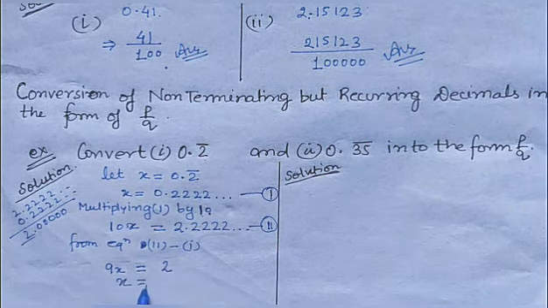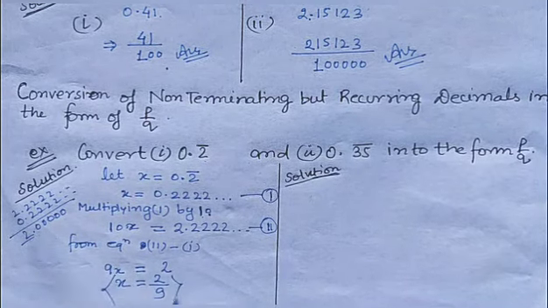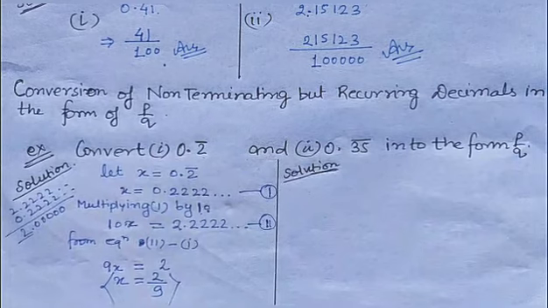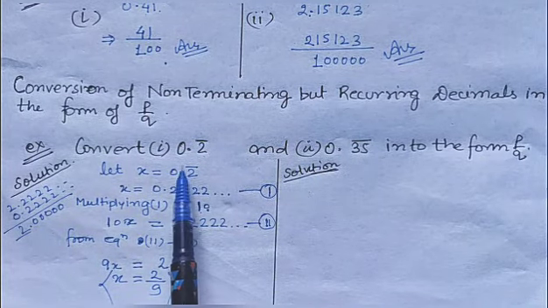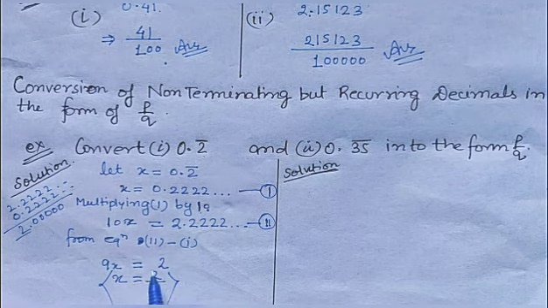Now the value of x is, this 9 will be shifted, means 2 by 9, so your answer will be 2 upon 9. So 0.2 bar, if you convert it into the form of p by q, you will get x is equal to 2 upon 9.